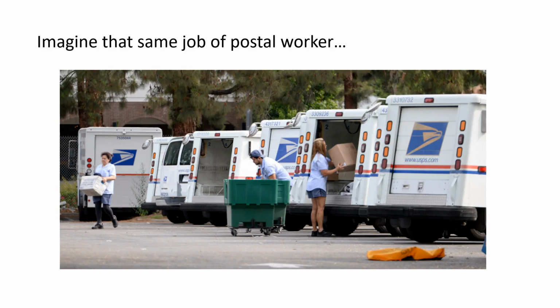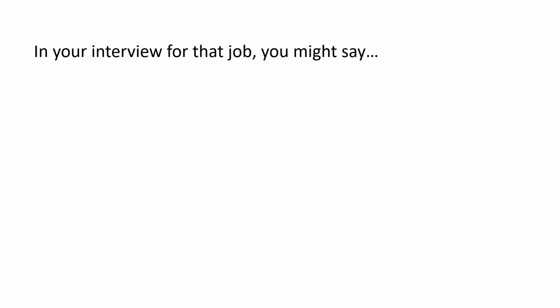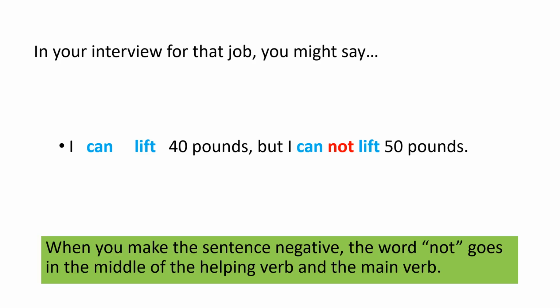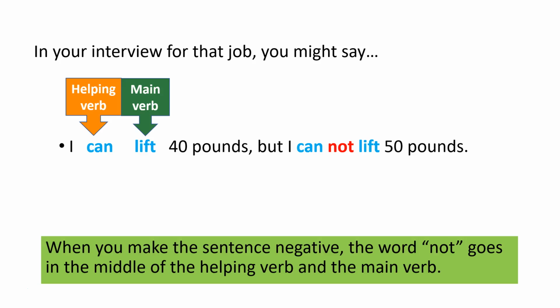Now, imagine that same job of a postal worker. You can see these workers are working hard. In your interview for that job, you might say, I can lift 40 pounds, but I cannot lift 50 pounds. When you make the sentence negative, the word not goes in the middle of the helping verb and the main verb. Take a look. Over here in the first part of the sentence, I can lift 40 pounds. I have the helping verb and the main verb. That's a positive sentence or a positive clause.